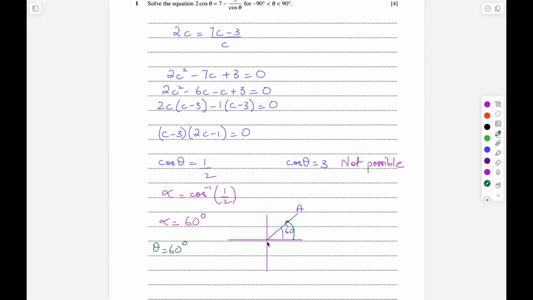To find the negative angle, we'll make the basic angle in the fourth quadrant, as cos is positive over here as well. But as we're looking for the negative angle, we'll now measure the angle clockwise from the x-axis. If we measure it clockwise, this answer will become minus 60 degrees. So the two values of theta will be 60 and minus 60 degrees.